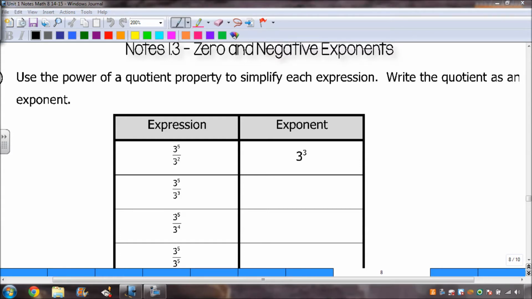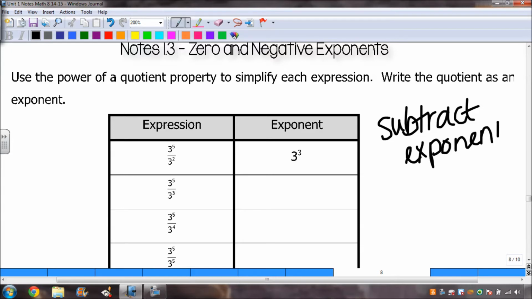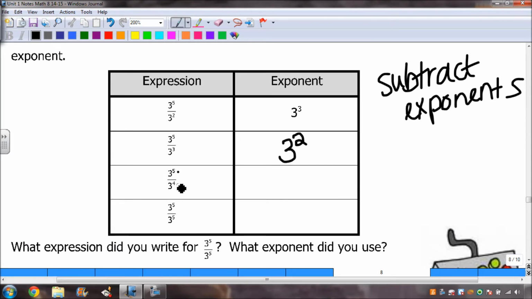3 to the 5th power divided by 3 to the 2nd power. Remember that when you divide, you must subtract exponents, okay? So we're going to subtract our exponents and see what ends up happening. So let's take a look at 3 to the 5th power divided by 3 to the 3rd power. You should end up getting 3 to the 2nd power. Okay, and then 3 to the 5th power divided by 3 to the 4th power, you should get 3 to the 1st power. And then lastly, 3 to the 5th power divided by 3 to the 5th power, when you subtract 5 minus 5, you end up getting 0. So you end up getting 3 to the 0th power.